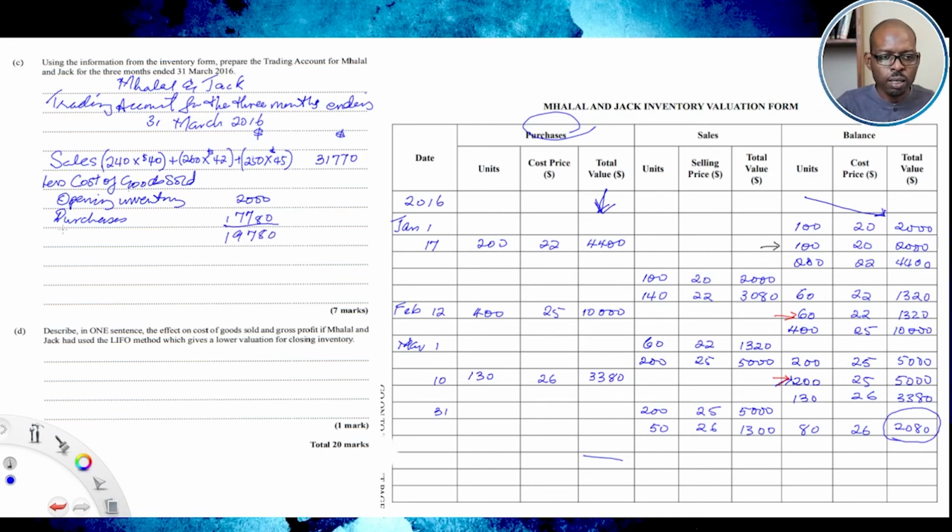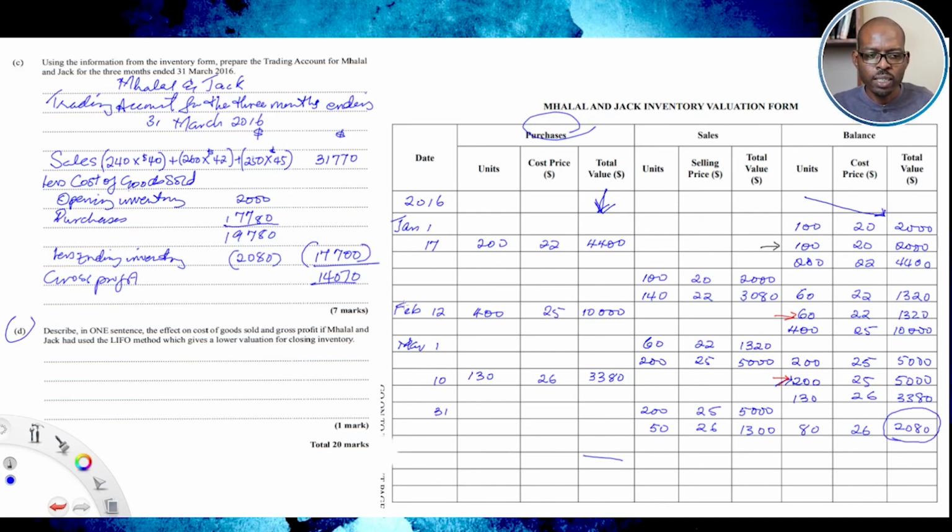And then we subtract our ending inventory. And that is our answer from the last part of the question, which is 2,080. When we subtract that, we get our cost of goods sold, which is 17,700. And we subtract that to get our gross profit. Gross profit is 14,070. Not bad. Easy 7-mark question there.